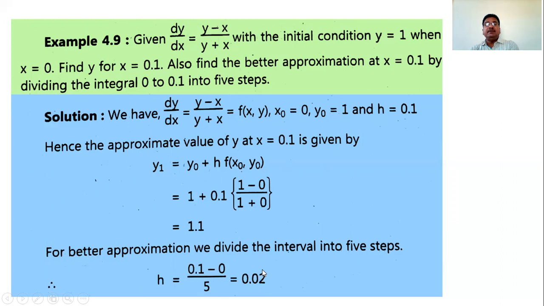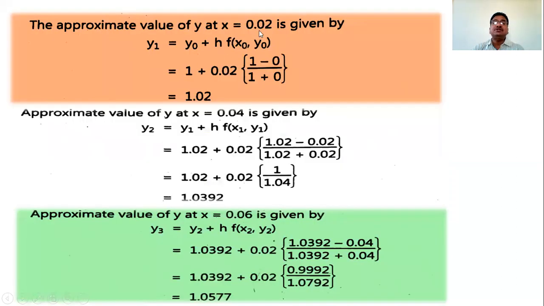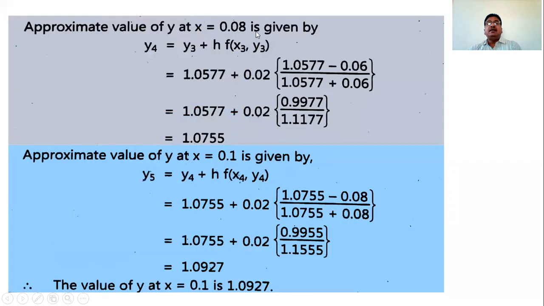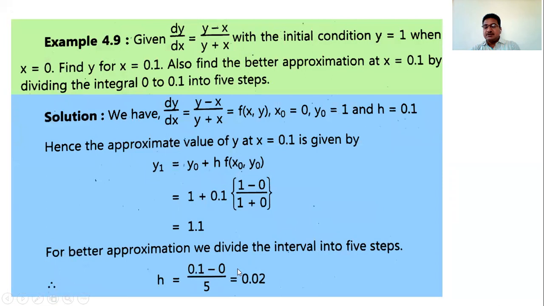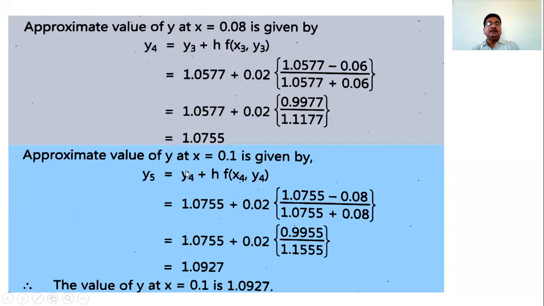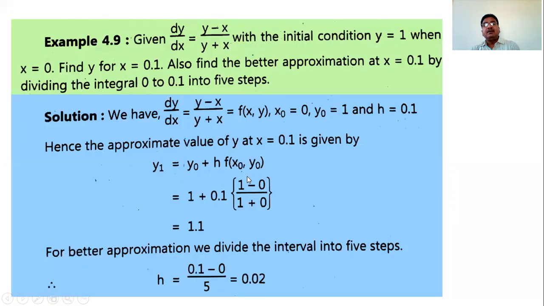Now we will find the value first at 0.02, since the value at 0 is given. Then we find the value at 0.04, then at 0.06, then at 0.08, and then we get the value at 0.1. That is the answer of the same problem, now divided into 5 intervals. So we have to find y1, y2, y3, y4, and then we get y5. And this y5 is the value of y at 0.1. That is the answer of the same problem without dividing and after dividing the interval.